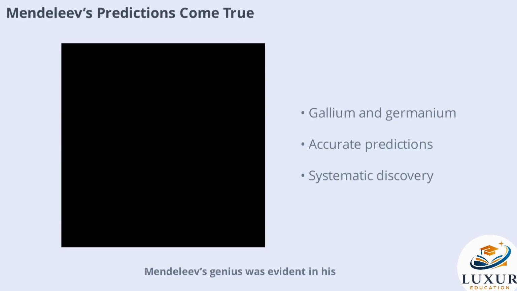Mendeleev's genius was evident in his predictions of elements like gallium and germanium, which were discovered later and matched his forecasts closely. By leaving gaps and trusting in periodic trends, he demonstrated the power of classification. His table not only organized known elements but also guided future discoveries, proving the value of a systematic approach to chemistry.